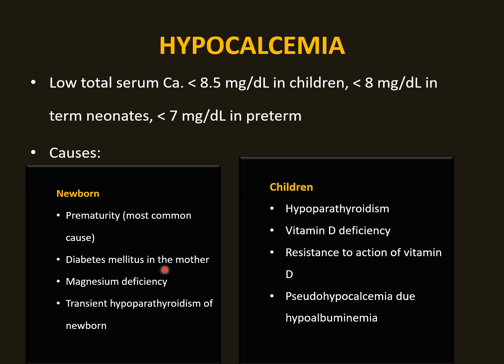Diabetes mellitus in the mother or gestational diabetes, because of depletion of magnesium. Magnesium deficiency also can cause hypocalcemia. Transient hypoparathyroidism of the newborn. During childhood, or in children: hypoparathyroidism, vitamin D deficiency, resistance to the action of vitamin D, and pseudohypocalcemia because of hypoalbuminemia. So always you need to correct the calcium level for low albumin.